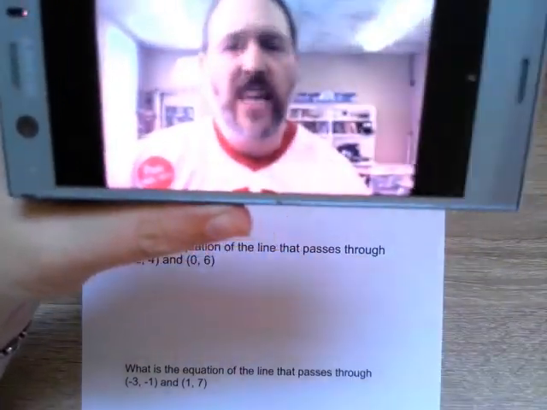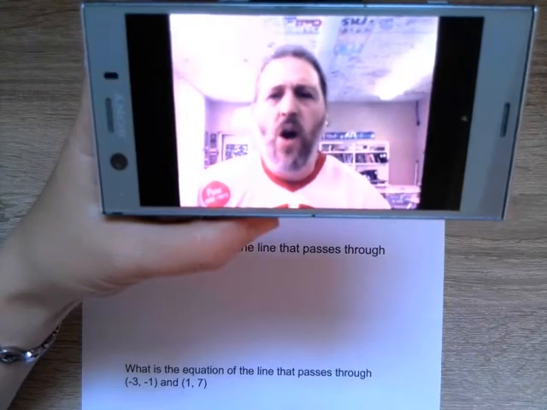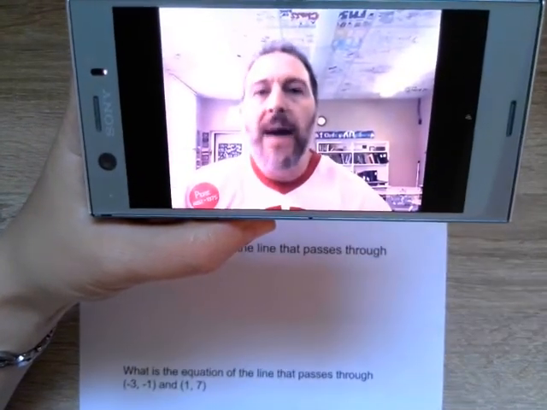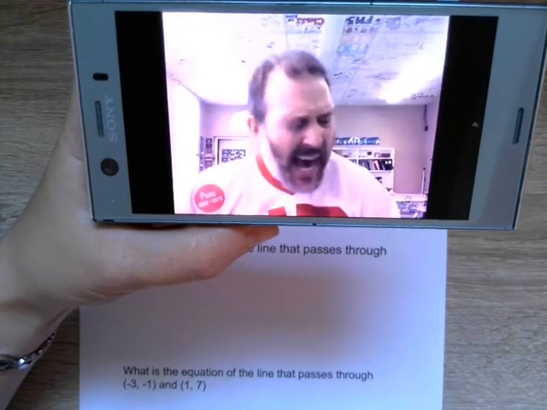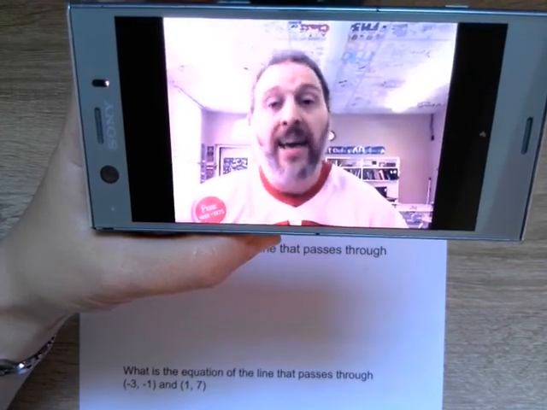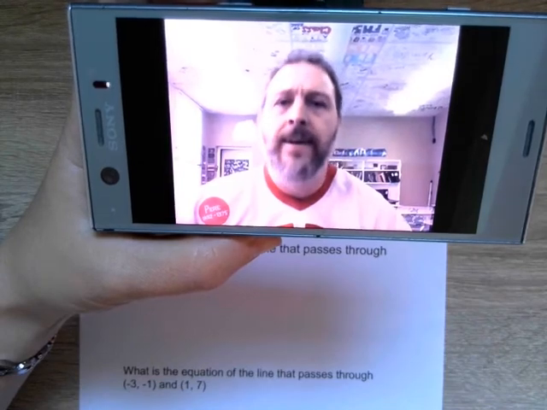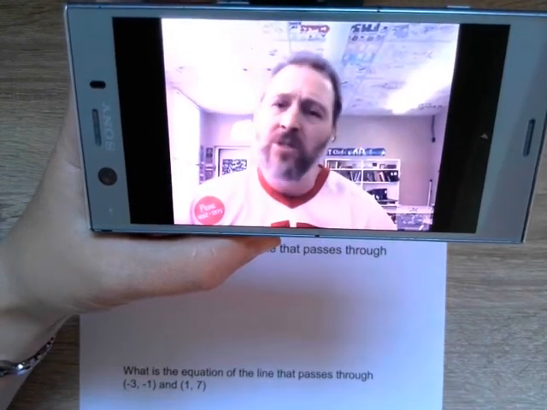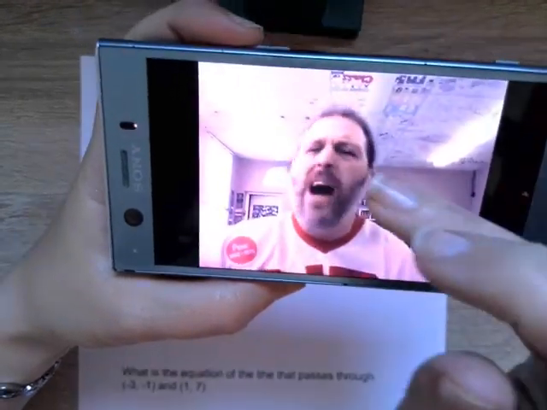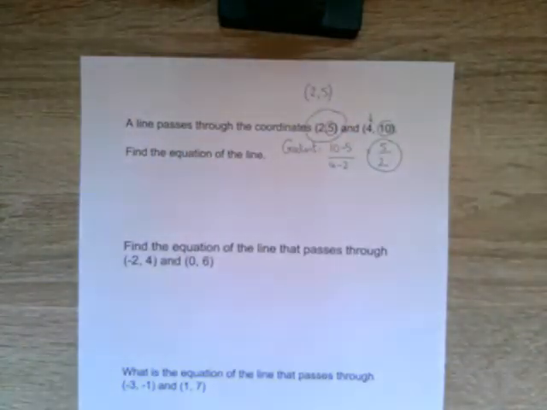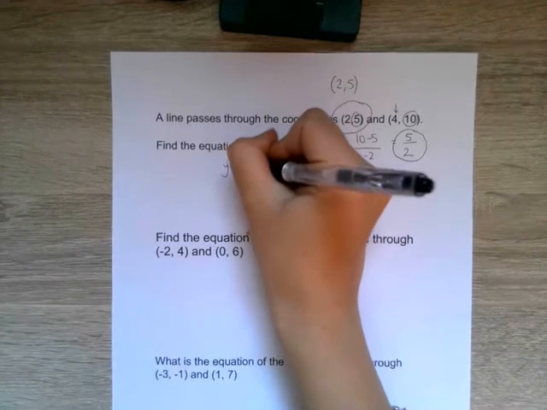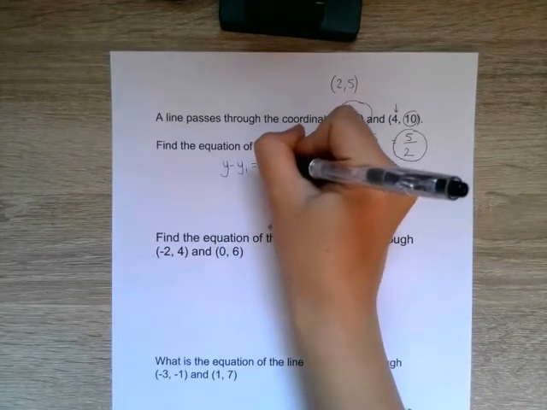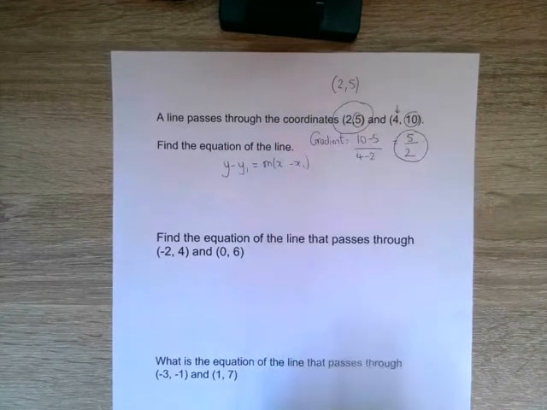This is how you do it. Point slope form: y minus y1 equals m times x minus x1. As soon as you get the gradient and a point that it goes through, that is what you've got to think of, and that is what you've got to use. So y minus y1 equals m times x minus x1.